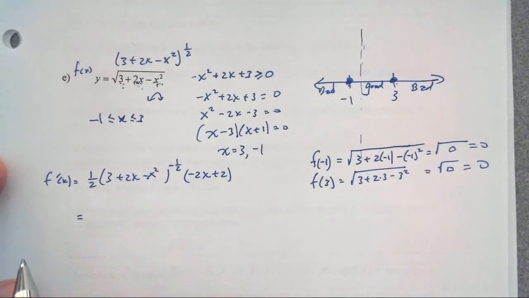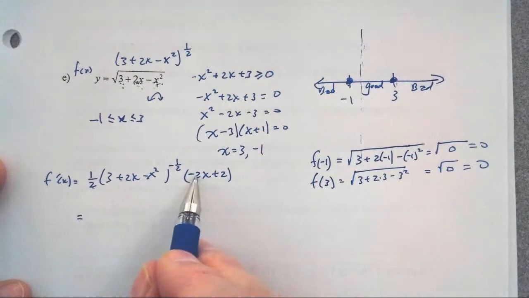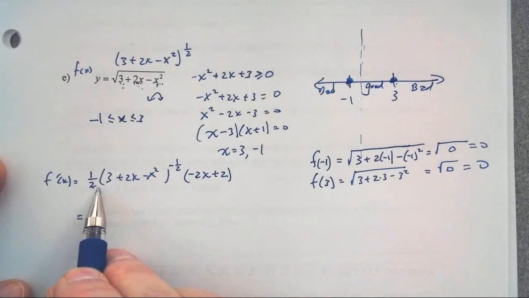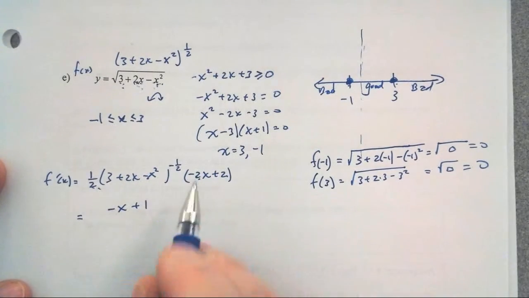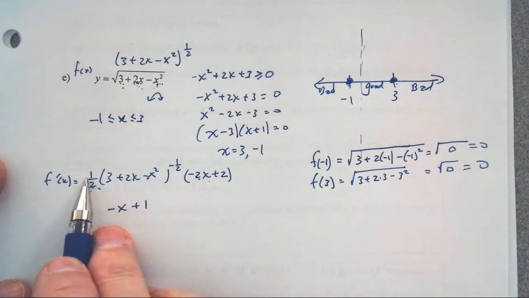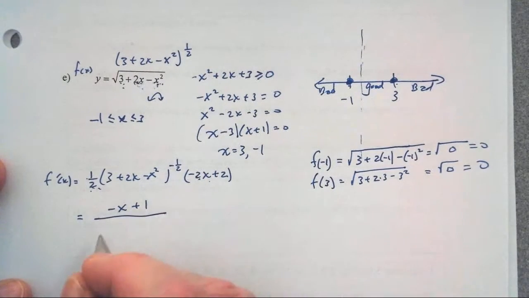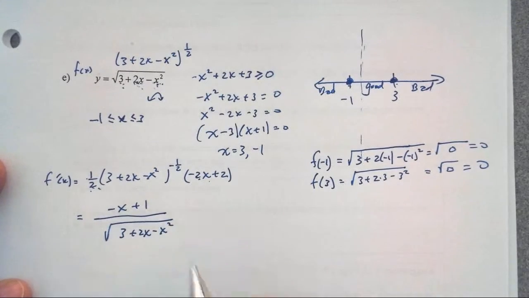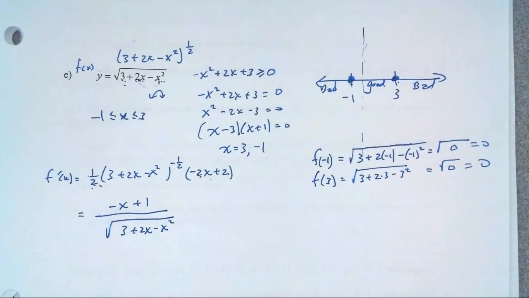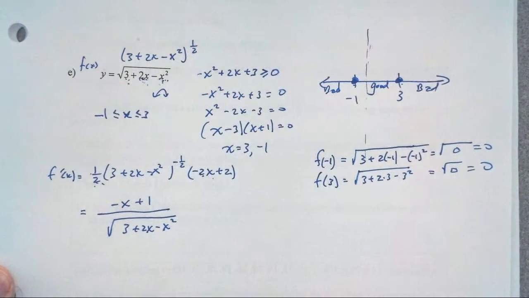So I get, when all is said and done, this 2 is going to reduce those 2's. Half of that times 1, I get negative x plus 1, all over the square root of 3 plus 2x minus x squared. Okay, I am interested in when is this 0 and when is it undefined.